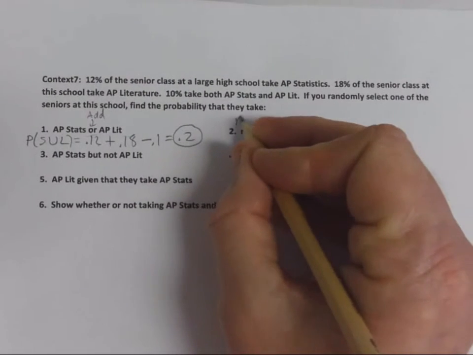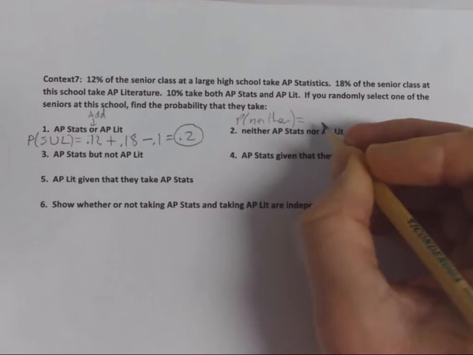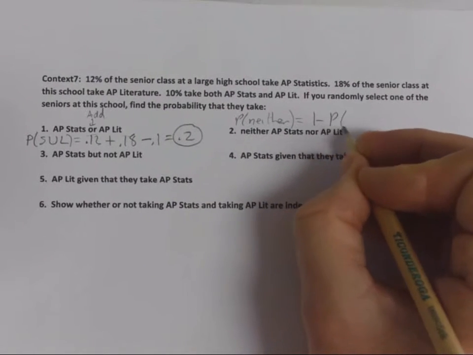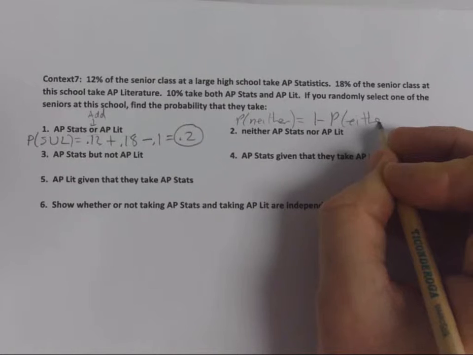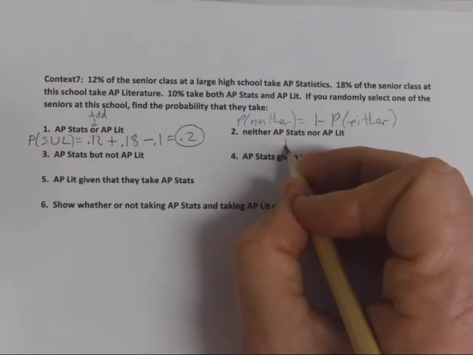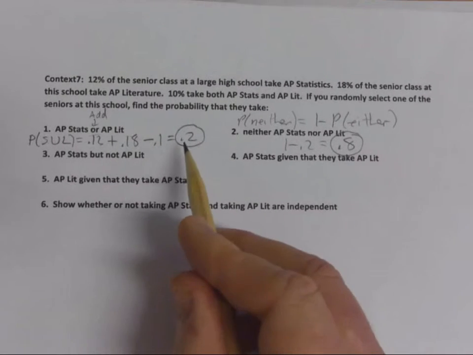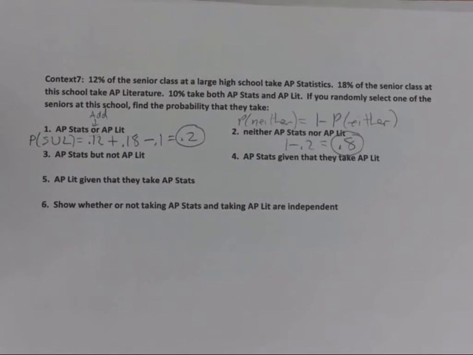All right, so what's the probability that neither? Now, the probability of neither, that they take neither of them, is just going to be 1 minus the probability that they take either of them. And so neither is equal to 1 minus 0.2 or 0.8. So if 20% take AP Stats or AP Lit or both, that means 80% take neither.